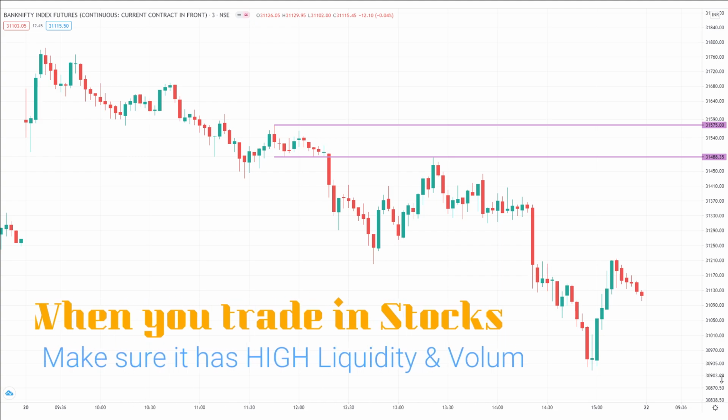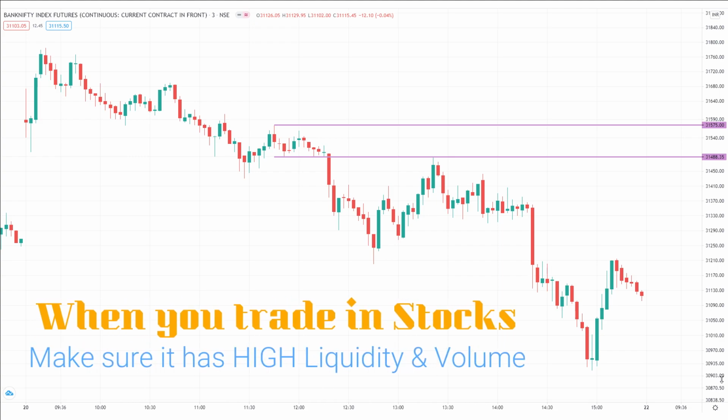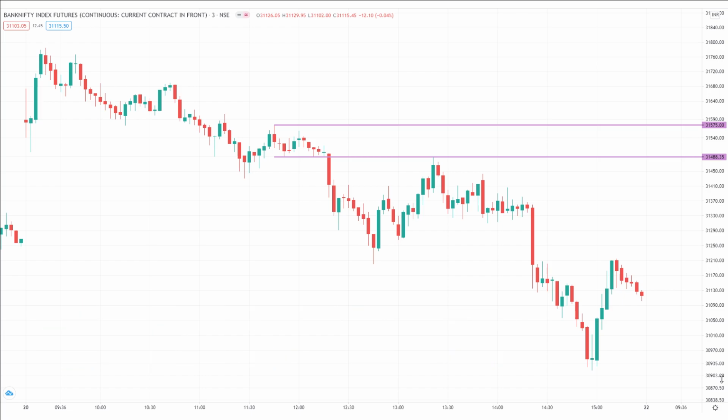Now, you can also try this strategy in stocks, but as long as the stock is highly liquid, this strategy will work out. But if the stock is not liquid, you might have some trouble using this strategy, because the price doesn't always have to break out. The price can just completely stay inside the very same range for the entire day. Okay, so that's about it for the strategy.